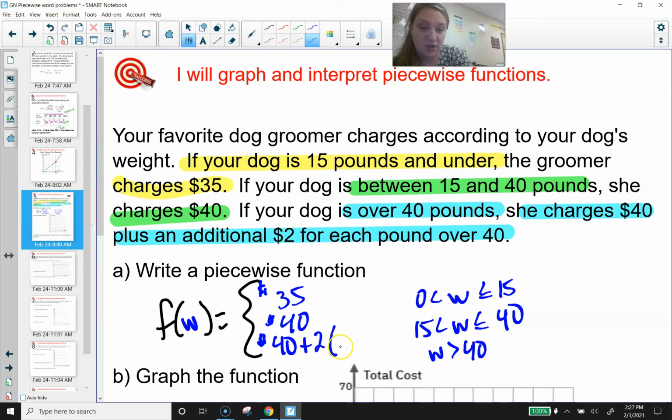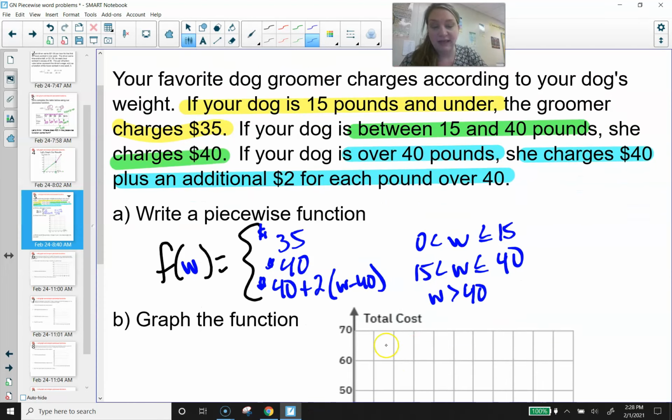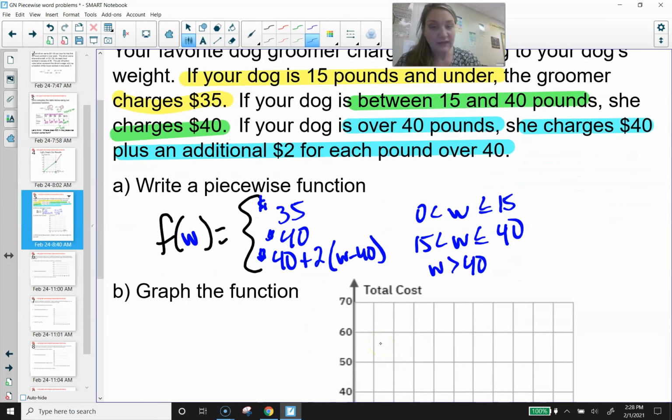So we're going to do our weight minus 40, because that shows how much over 40 the dog is. So if your dog weighs 47 pounds, you're going to charge $40, and then you're going to do 2 times 7, because it was 7 pounds over 40. Does that make sense? So you have to do the difference between the weight of the dog and the 40 pounds, because that shows the additional charge. Okay? You can leave it written like this if you want to. If you want to simplify that, I'll do it over here.